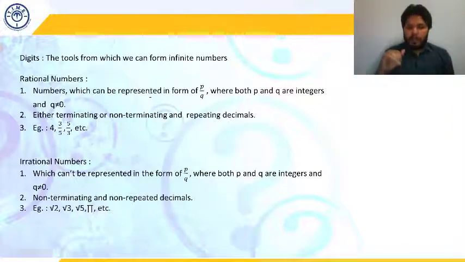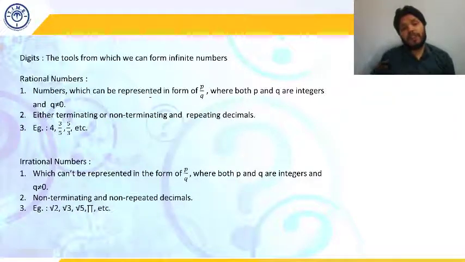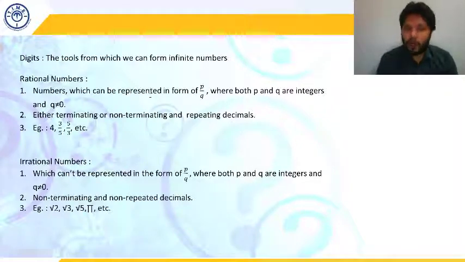So numbers which can be represented in the form of p by q, where both p and q are integers, are called rational numbers. Either terminating or non-terminating and repeating decimals are called rational numbers. Numbers which cannot be represented in the form of p by q are called irrational numbers. Non-terminating and non-repeating decimals are also called irrational numbers.